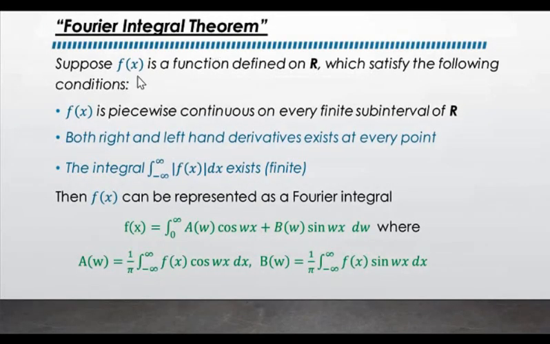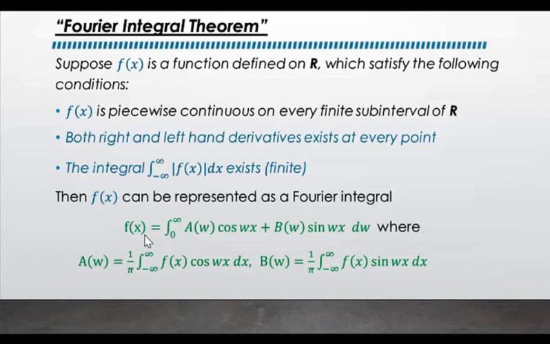It says that if f of x is a function defined on the real line, it satisfies three existential conditions, then it can be written as a Fourier integral: f of x equals integral 0 to infinity of a omega cos omega x plus b omega sin omega x d omega, where a omega is obtained by this formula and b omega is given by this formula. And of course you know that if the function f of x is either odd or even, then one of these terms, that is a omega or b omega, will vanish.